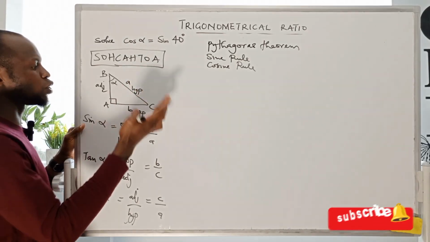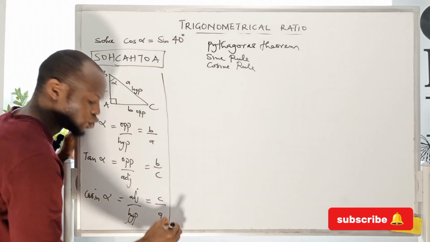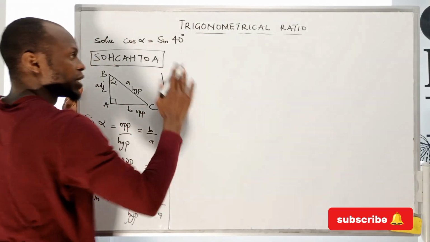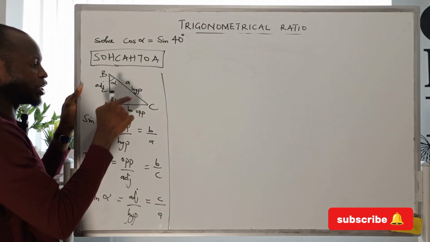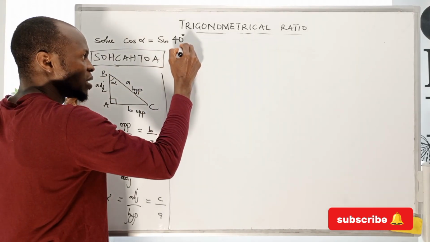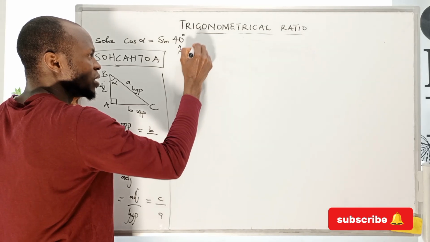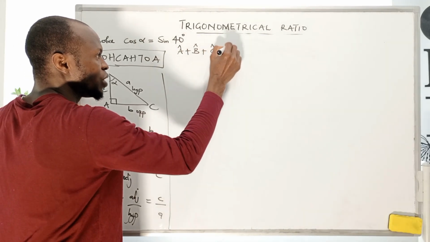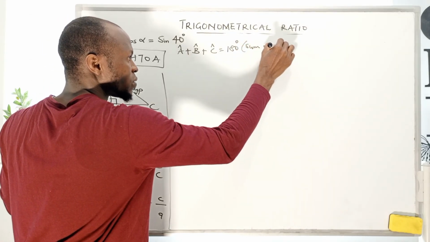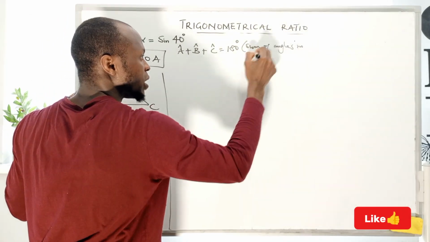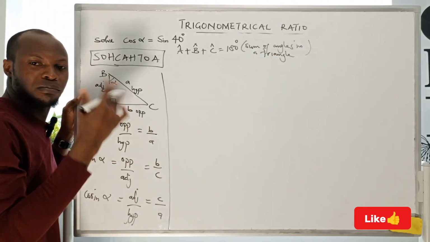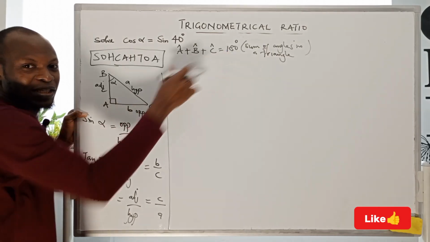Now, don't forget in our previous classes, we have said that all the angles in a triangle, angle A plus angle B plus angle C, will be equal to 180 degrees. Sum of angles in a triangle. Okay, you can check our previous videos to understand this theorem.